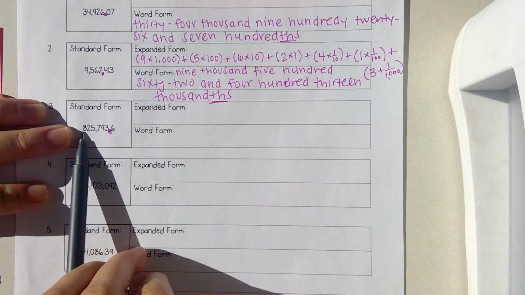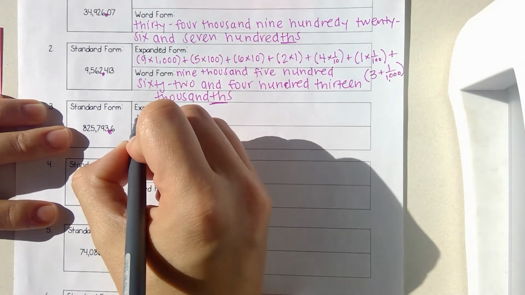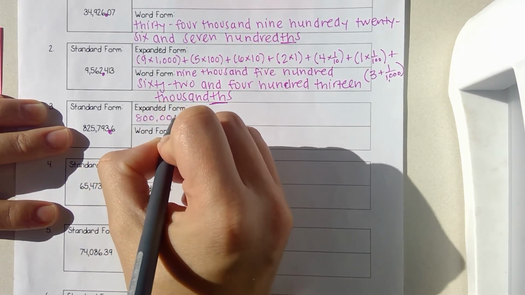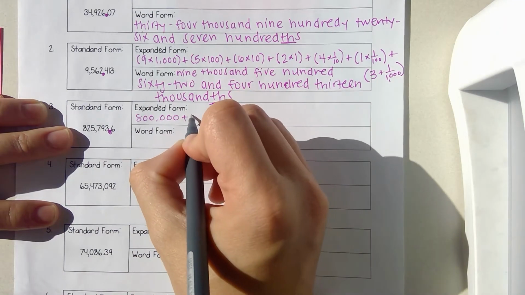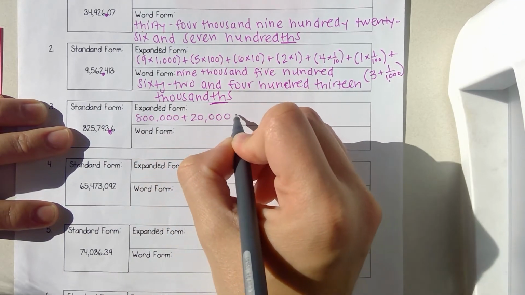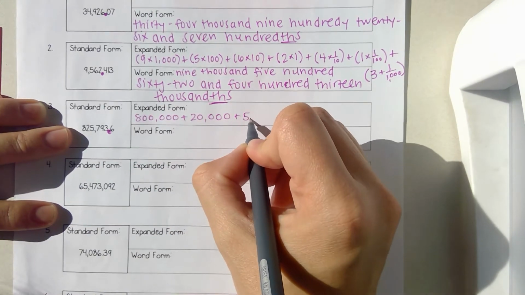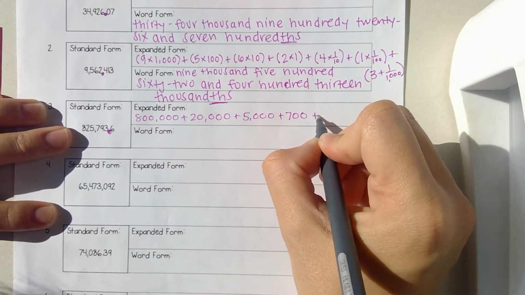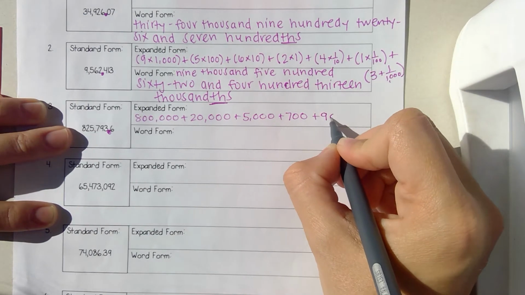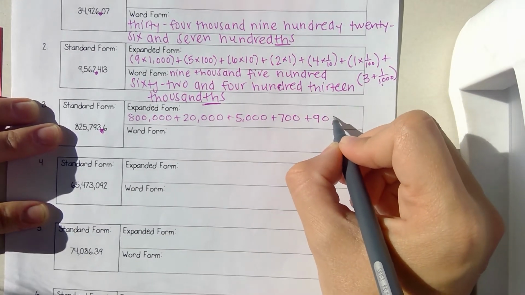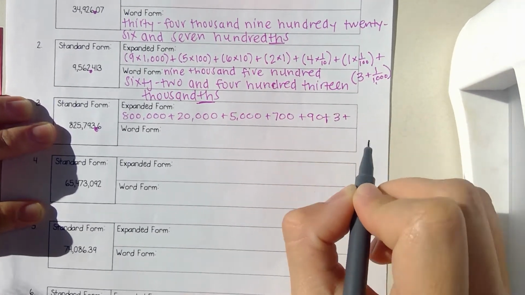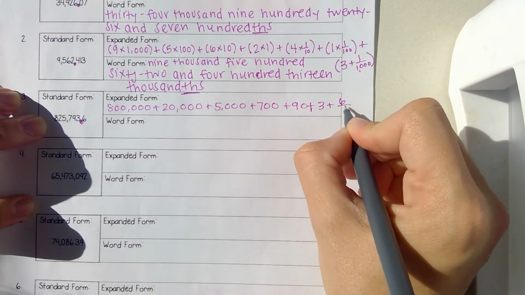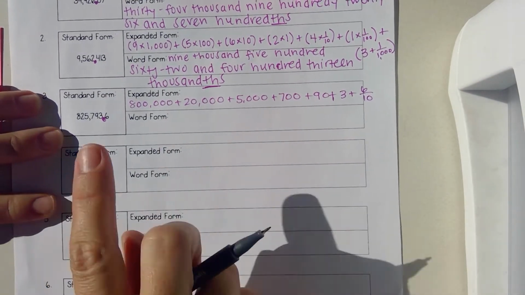So largest place value is the 8 in the 100,000s. So that 8 is 800,000. Plus the 2 in the 10,000s, which is 20,000. Plus the 5 in the thousands, which is 5,000. The 7 in the hundreds, which is 700. The 9 in the tens, which is 90. The 3 in the ones, which is 3. And the 6 in the tenths, which would be 6/10. Next is word form.